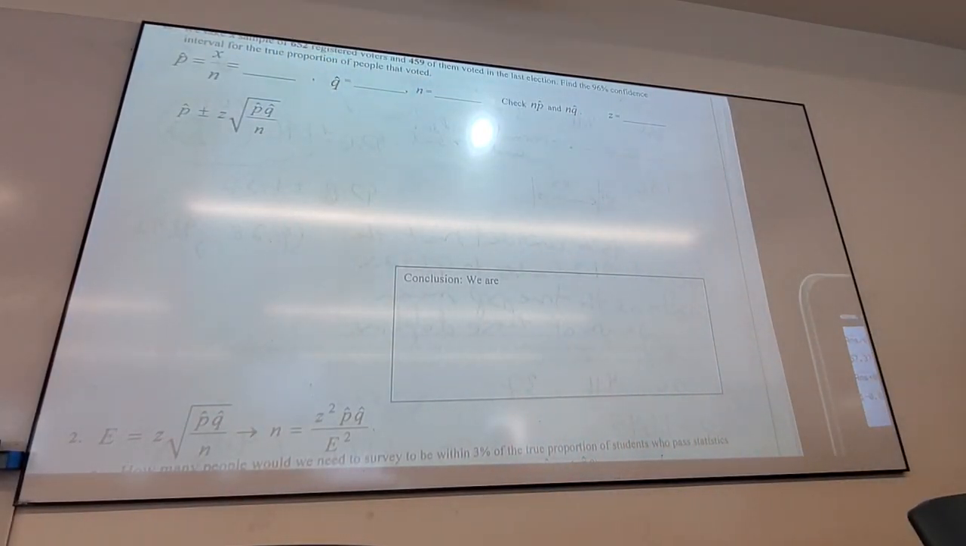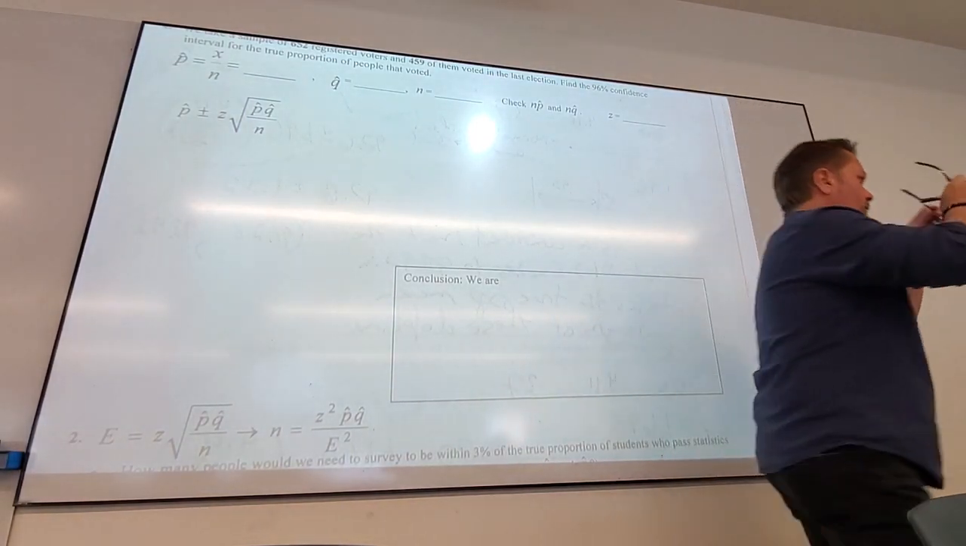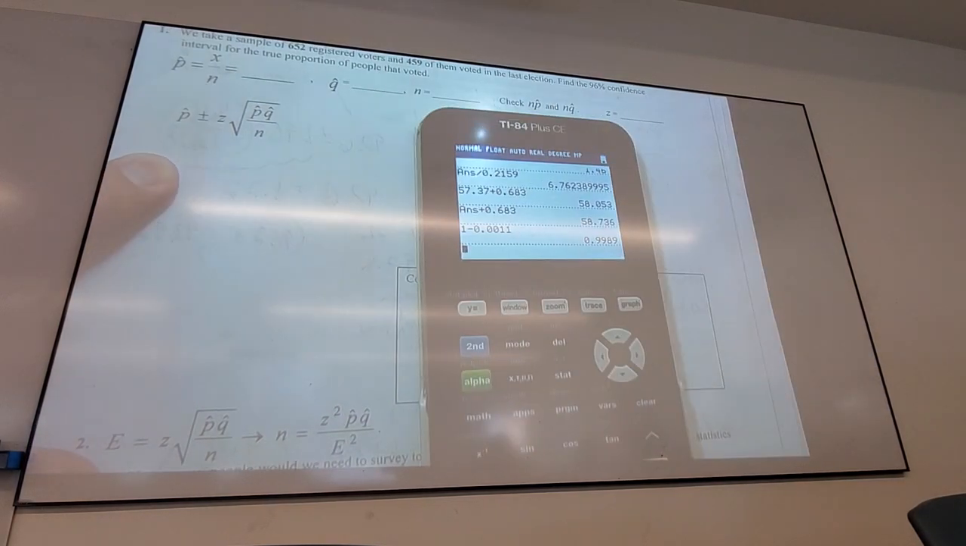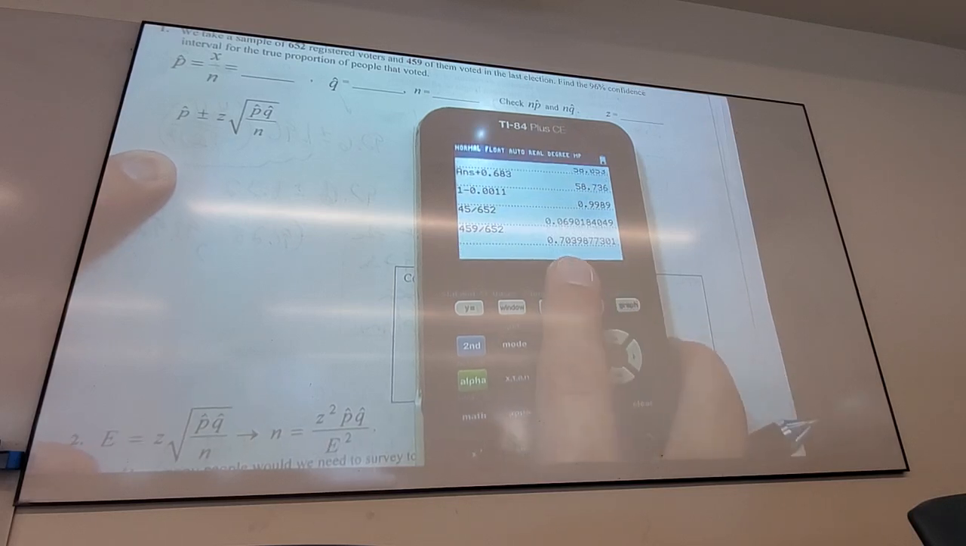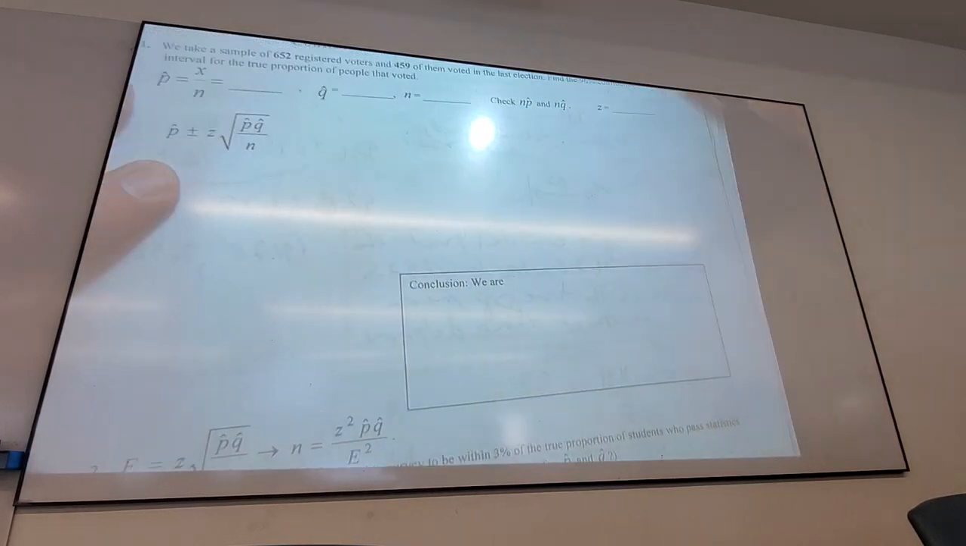Decimal places? Good, exactly. Come on, Jeff. All right. 459 divided by 652. No, Jeff, 459 divided by 652. There we go. So what should I put down here? 0.704. Good.